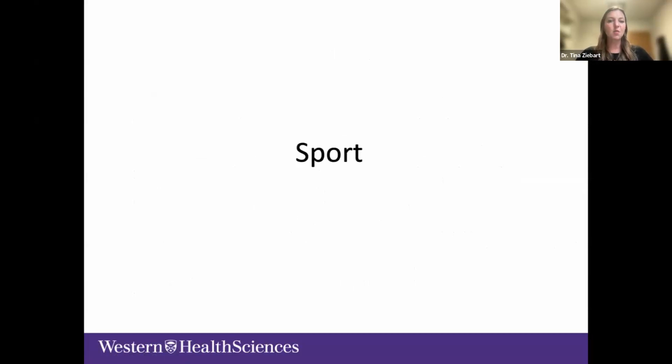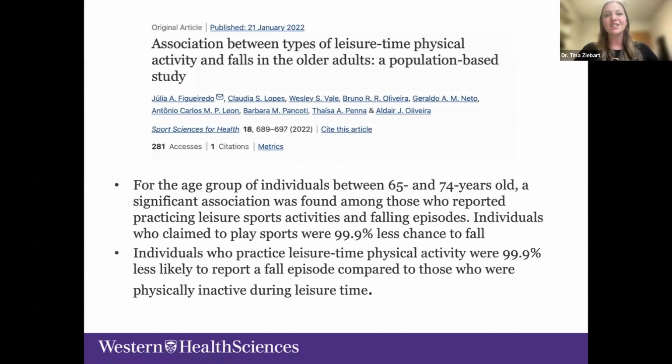The last piece that I wanted to touch on is sport, because a lot of adults do enjoy sport, but I find a lot of older adults are eager to get to playing sports in their retirement. And so there is a positive association with those who practice leisure sports and falling. So in those who played leisurely sports, there was a 99% chance less of a fall.